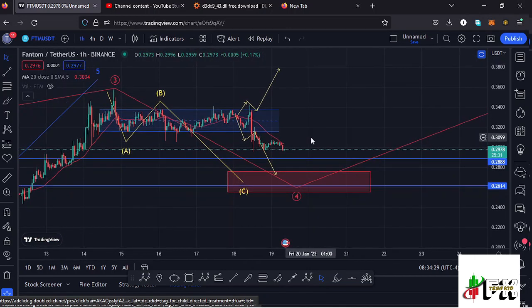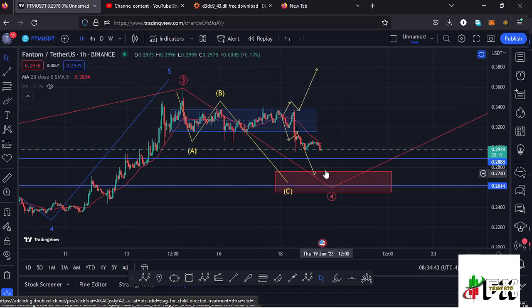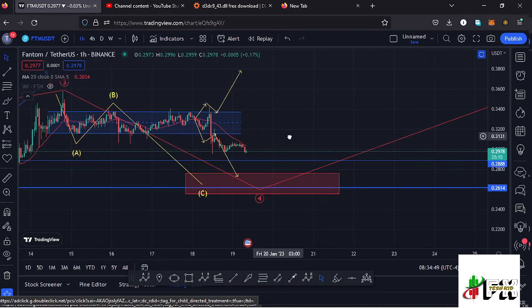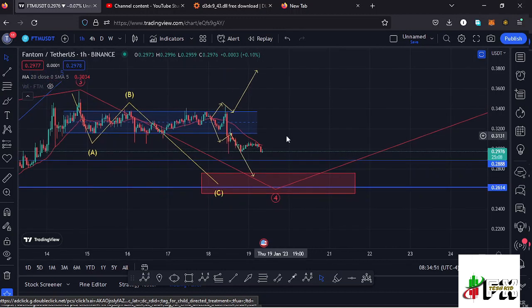We also lost the 20-day MA, which is now acting as resistance, and that fully supports that pullback that we have been expecting here on the Fantom chart in the formation of this wave 4 to the lower side, and soon I'm expecting Fantom to fully maximize this target area after losing the key area of support at around the $0.288 mark, and that is the next target area that I'm watching here on the Fantom chart.